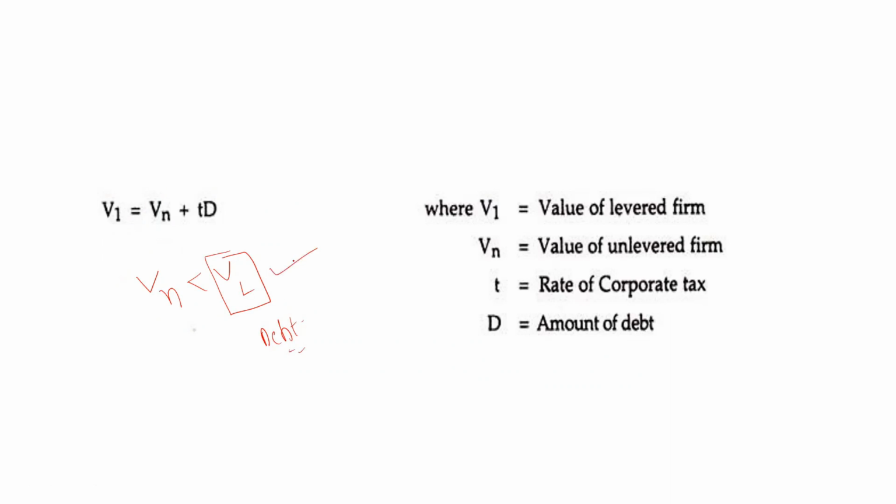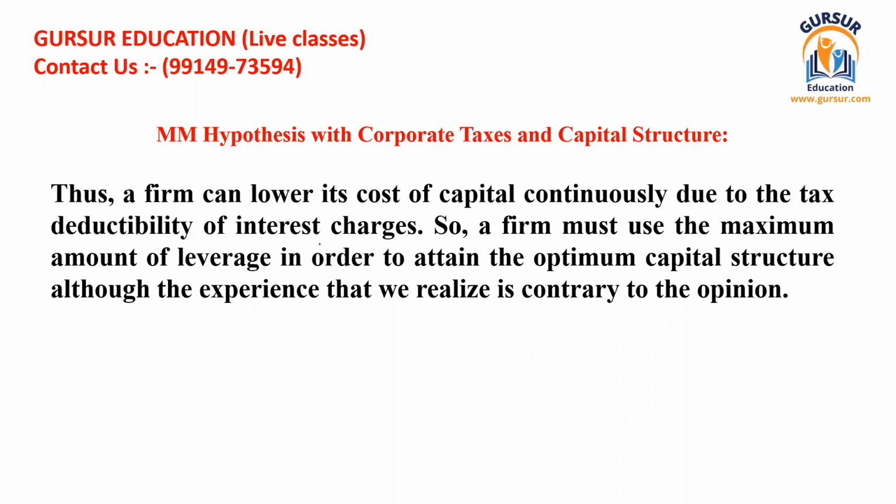Okay, so this was the basic hypothesis on the ground of which Modigliani and Miller suggested their next theory regarding capital structure. With the use of corporate taxes, the capital structure can be made fine in a way that the value of your firm can be increased. So a firm can lower its cost of capital continuously due to tax deductibility of interest charges. So a firm must use the maximum amount of leverage in order to attain the optimum capital structure. Although the experience that we realize is contrary to the opinion. So this is not the case.